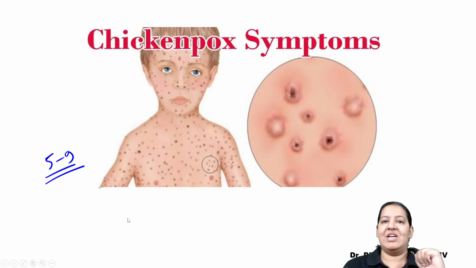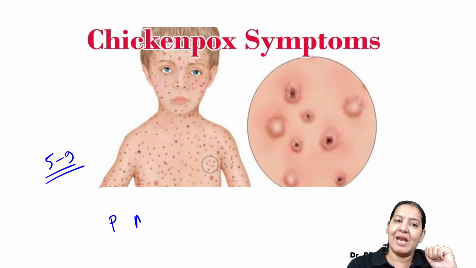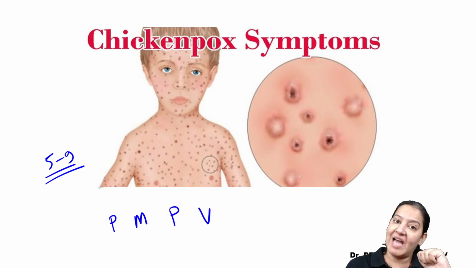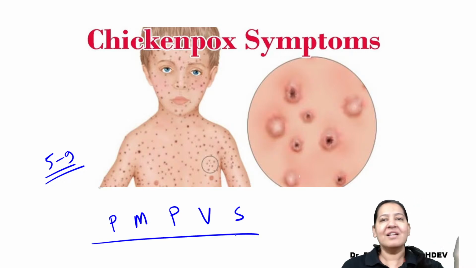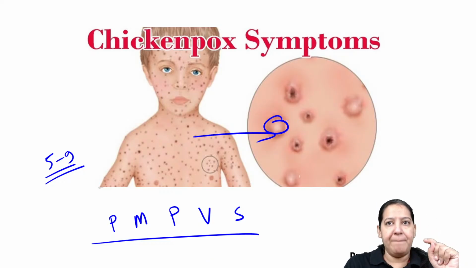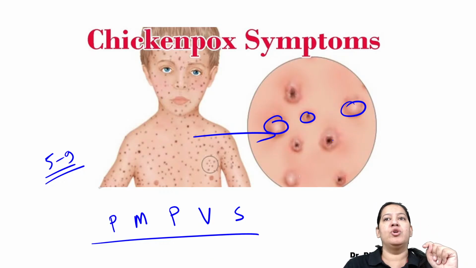So there are various stages. First a papule is formed, then a macule, then a vesicle, then a pustule, then a scar is formed. So these are the various stages. Now see the zoom version. Some of them are papules, some are pustules, some are scarring.